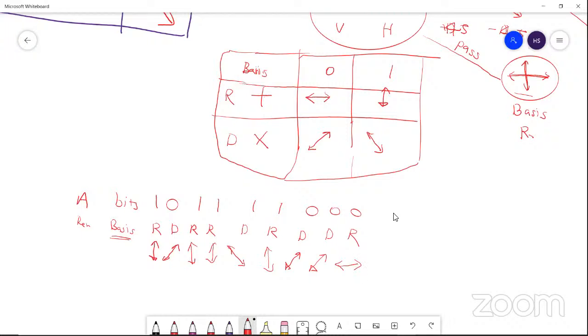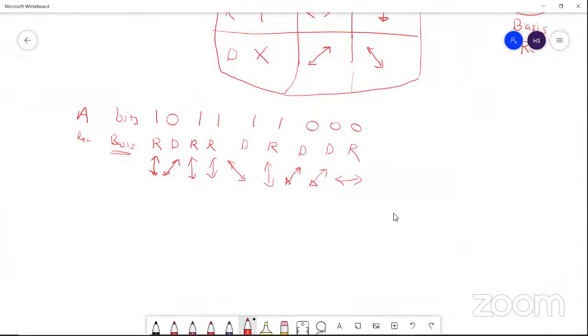What we are saying here is that Alice wants to send this bit string. Alice chooses random bases, so randomly she chooses R or D. There are two choices of basis, and she randomly chooses either. Corresponding to this table, she will send this kind of photon to Bob. This will be sent to Bob on a quantum channel.